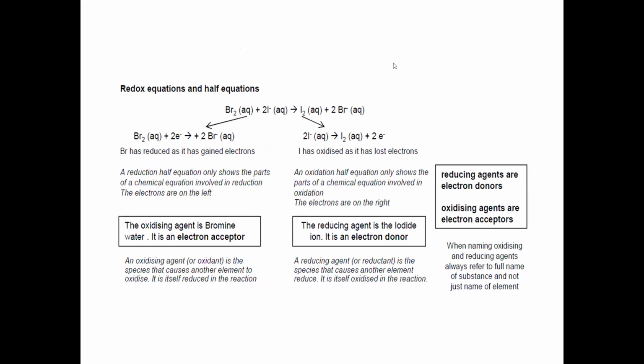Then identifying the oxidizing agent and reducing agent. A substance in which oxidation happens is known as a reducing agent, or you can also say reductant. And a substance in which reduction happens is known as an oxidizing agent, also known as oxidant.